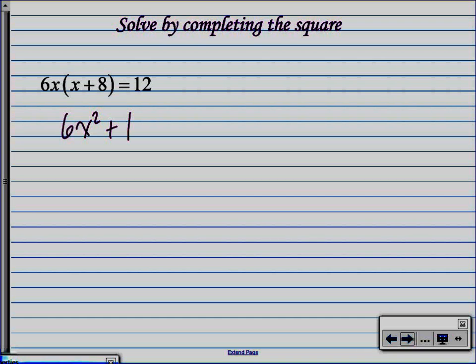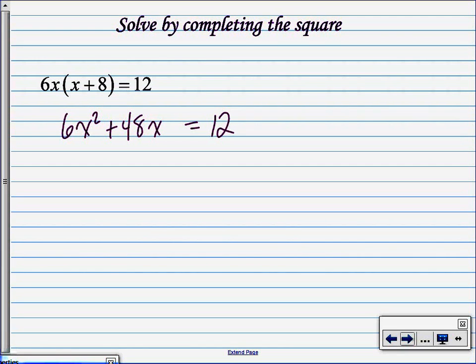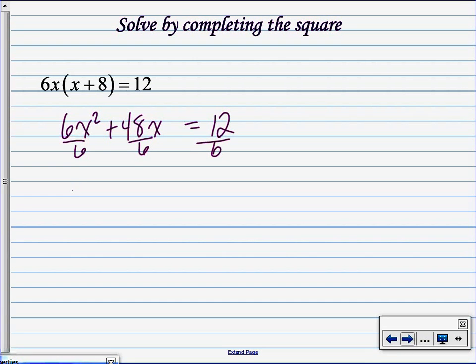So what am I going to do first? Distribute. Okay, so what do I get? 6x squared plus 48x equals 12. Can I complete the square with a 6 in front of there? No, so what do I need to do? Divide everything by 6. So I get x squared plus 8x plus something equals 2.